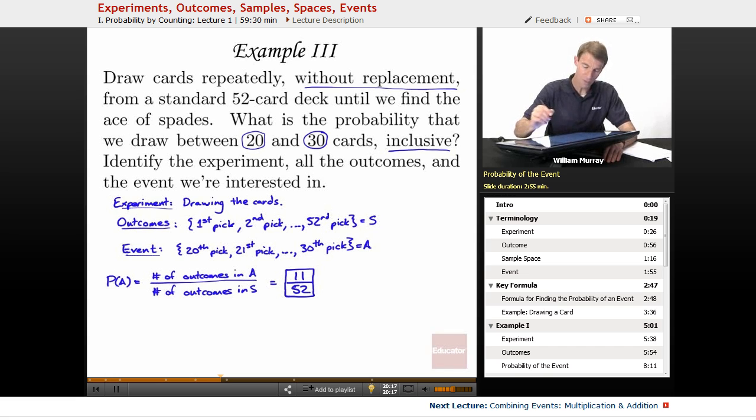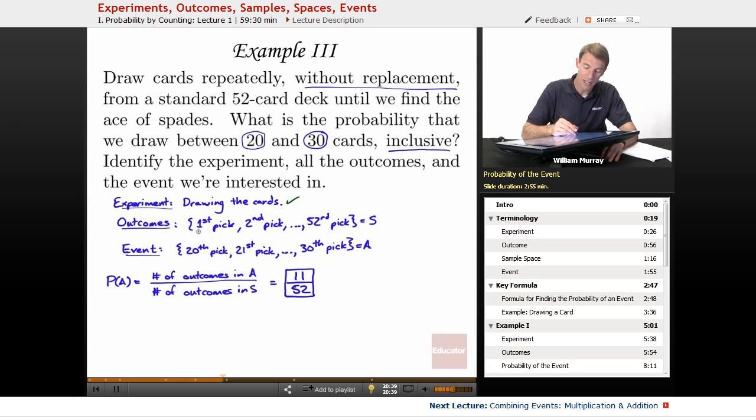So let me go back over that and make sure everything's clear. The experiment here is drawing the cards. We're drawing the cards one by one. We might just draw a single card. We might end up drawing all the way to the 52nd card, because remember, we stop whenever we get the ace of spades, and we aren't putting cards back in the deck. That's a very key point to mention here.